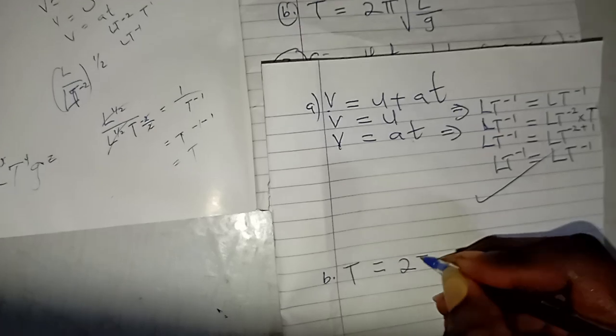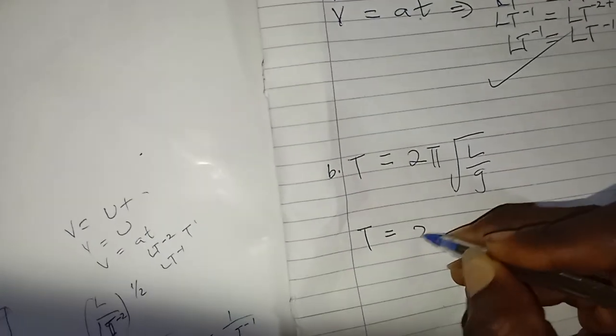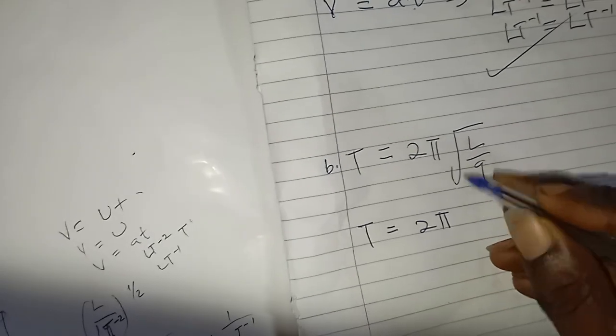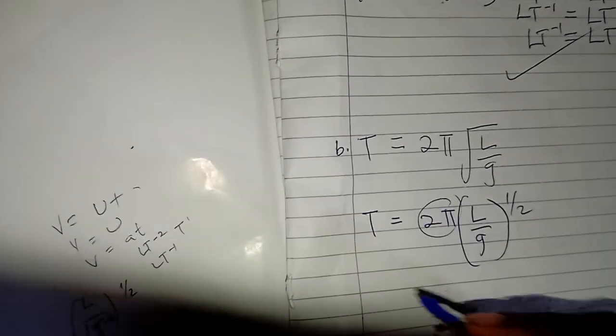They gave me that b, I have T equals 2π root L over g. So let's check if it's correct. This will be the same thing as saying T equals 2π, and we know that anything root, according to the indices fractional power law, is (L over g) all raised to power half. This 2π, I have no business with it. What I'm looking at is the quantity.